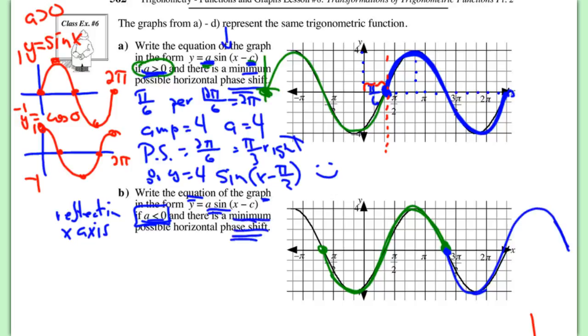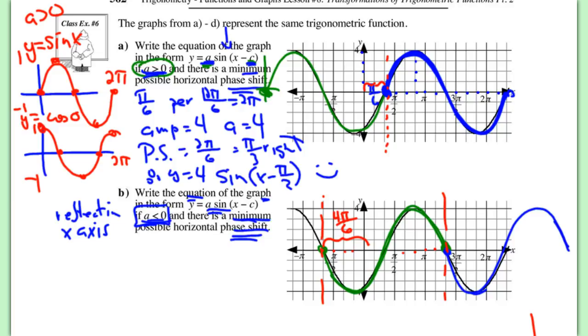So it's exactly the same graph as the one above, but now they're just saying, well, now we have to have it sad. So which one is minimum? Is this phase shift minimum or is this phase shift minimum? Well, we've got 1, 2, 3, 4 spaces here and 1, 2, 3, 4, 5 spaces here. So it's this one here that's minimum. This is 4 pi over 6 left.